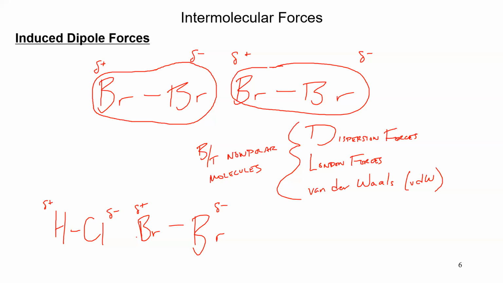And so this one doesn't have an official name, but we know that polar compounds like HCl have dipoles, and then this bromine has an induced dipole. And so we tend to just say that this is a dipole, induced dipole interaction. And that's between polar and nonpolar compounds.